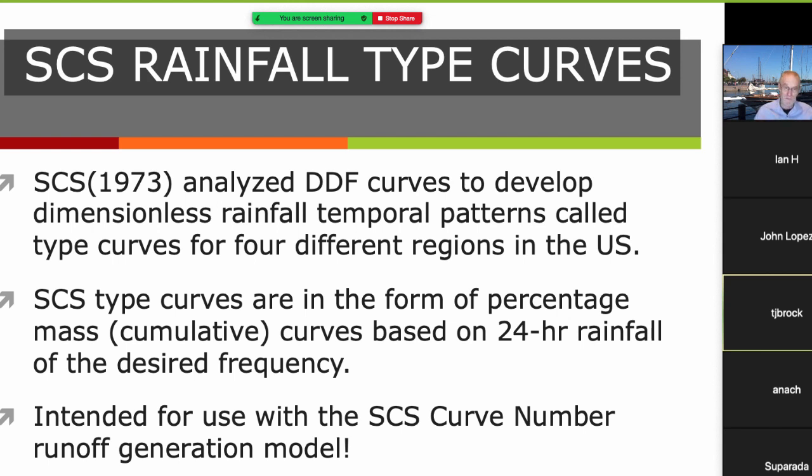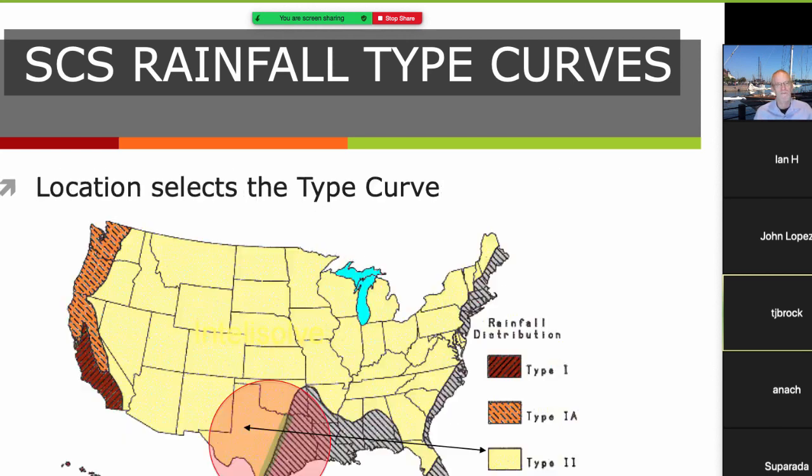And the type curves are in the form of percentage mass curves based on a 24-hour rainfall at the desired probability. It was originally intended for use with the SCS curve number runoff generation model, but it gets used for a lot of other things. Using it for non-SCS curve number is not wrong, but you need to be aware that it was never built for that, and you may need to make analyst adjustments.